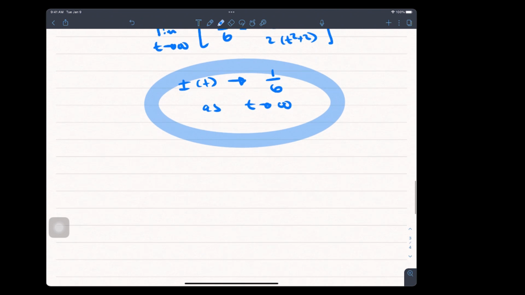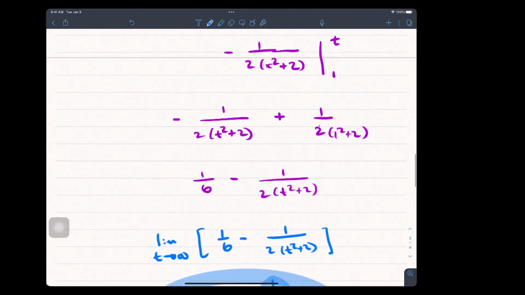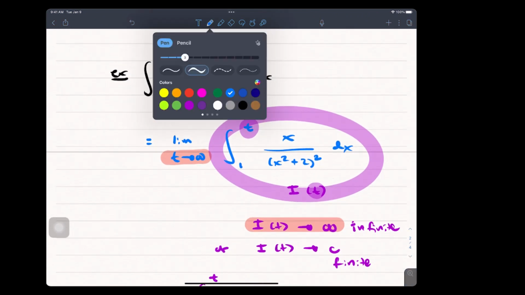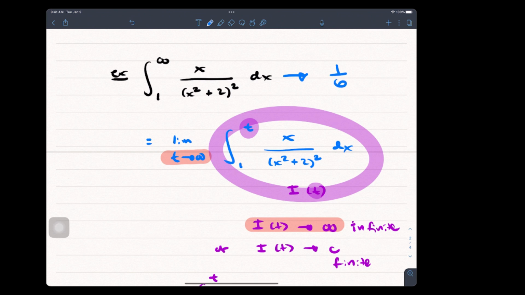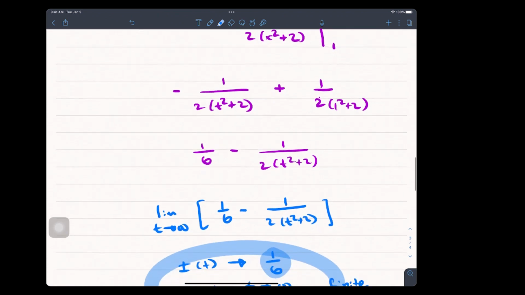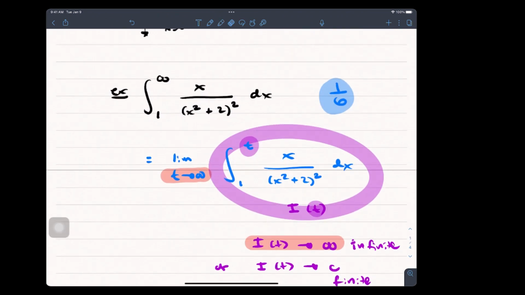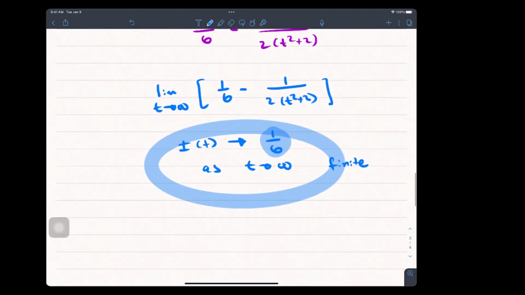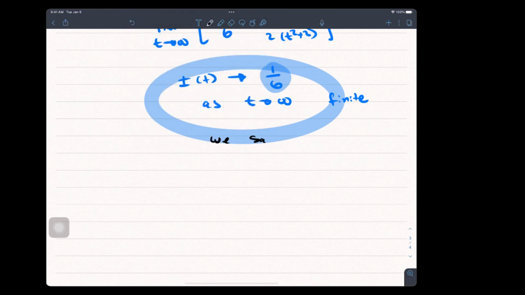Do you guys know what we say about this? This number here that we just got, that is called a finite number. 1/6 is just a number. And so this integral, since it's really a limit, goes to 1/6. So that equals 1/6. And since that's finite, ladies and gentlemen, we say the improper integral converges. Okay, because it's finite.